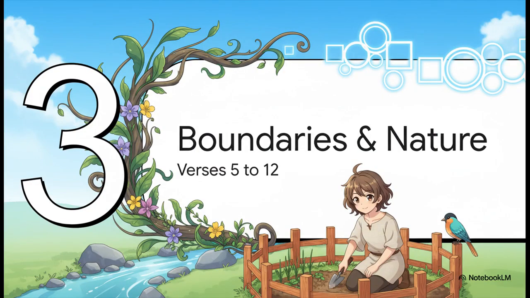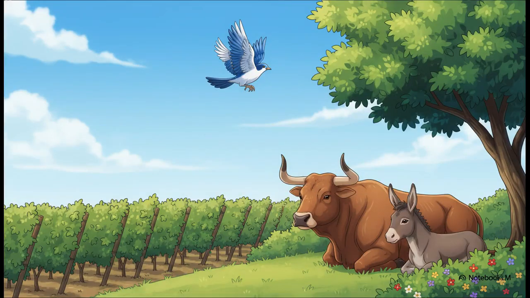Section 3, Boundaries in Nature, verses 5 to 12. Okay, so these verses establish some really strict boundaries, crossing gender, agriculture, animal welfare, and even what clothes you wear. The goal? Maintaining the natural order. Verse 5 starts by prohibiting cross-dressing. Women shouldn't wear men's clothes, and vice versa.